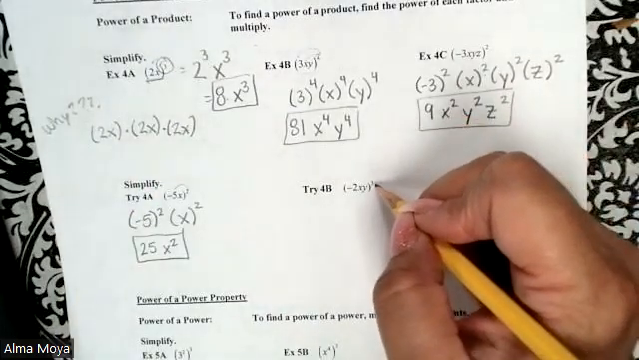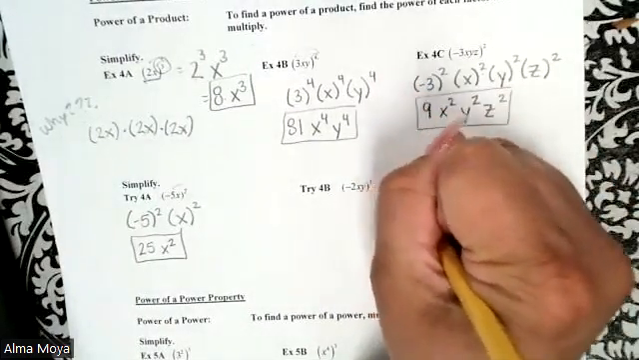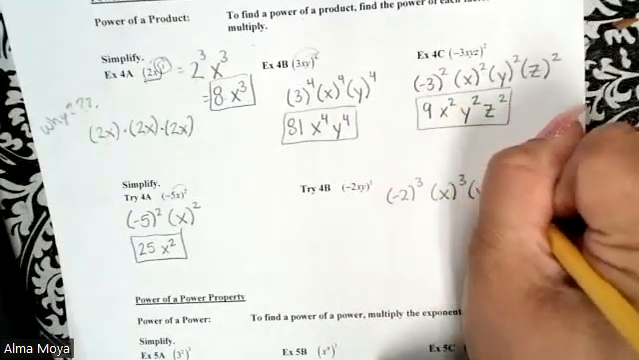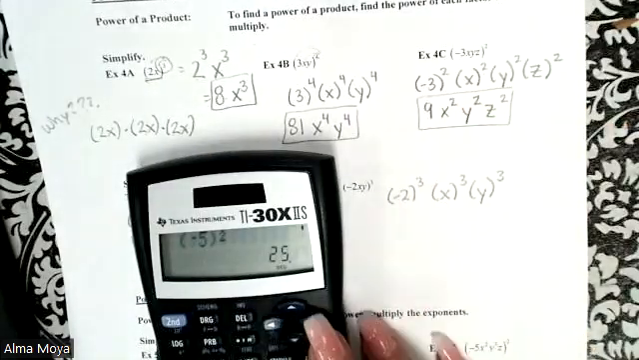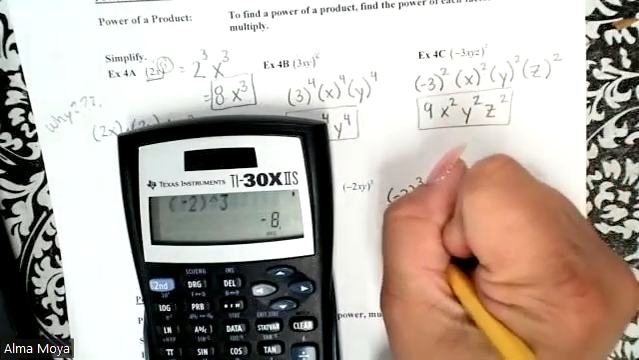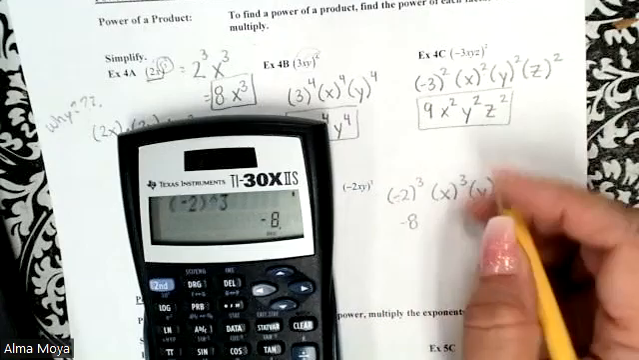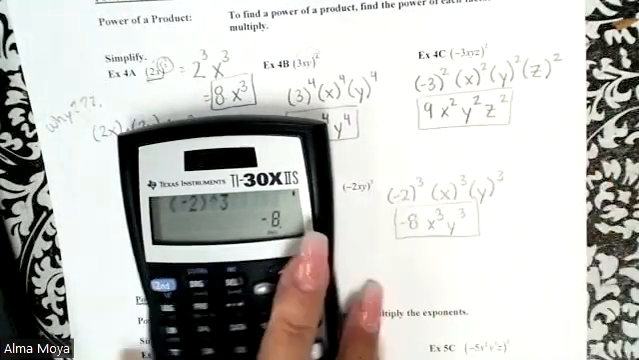Here I'm going to distribute that cube to all 3 terms. So this is -2 to the 3rd power, x to the 3rd power, y to the 3rd power. Now, -2 to the 3rd power, that means a negative times a negative times a negative. So parenthesis, -2 raised to the 3rd power. That gives me a -8, which makes sense because there's 3 negatives right here. And then this is just going to be x to the 3rd, y to the 3rd.